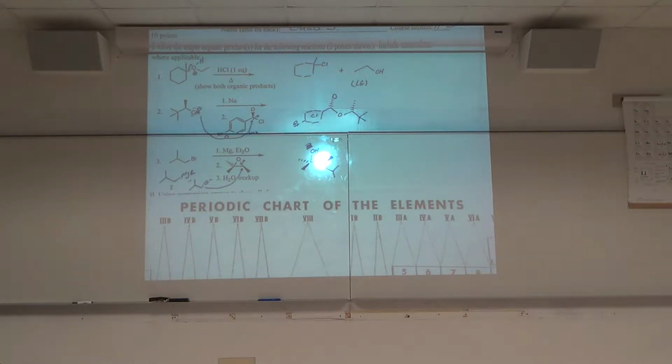Any questions about that? It's a standard reaction. Grignard reagent reacting with oxide, opening it up. Sadia, that's good?